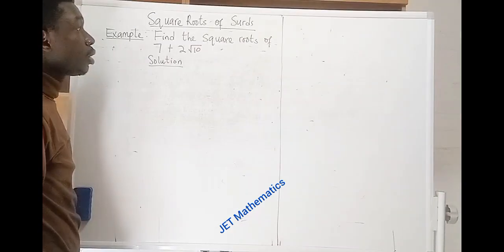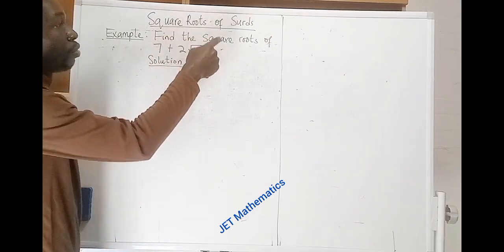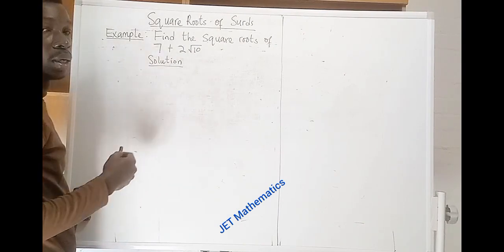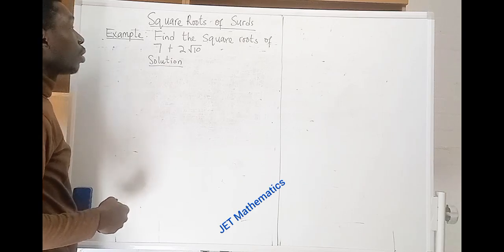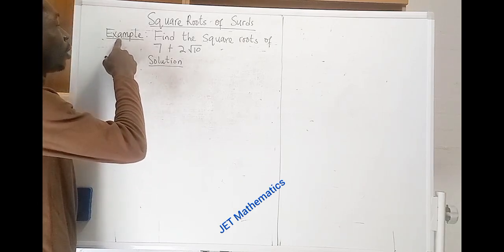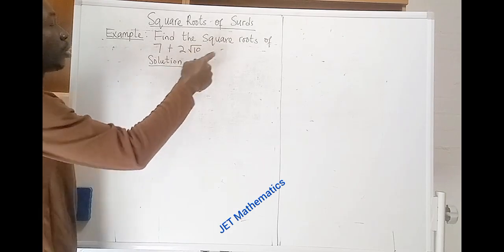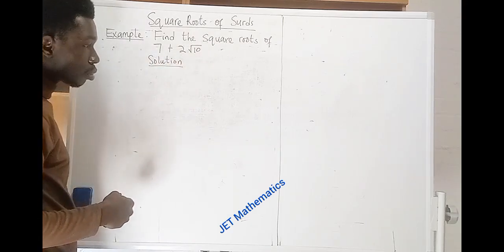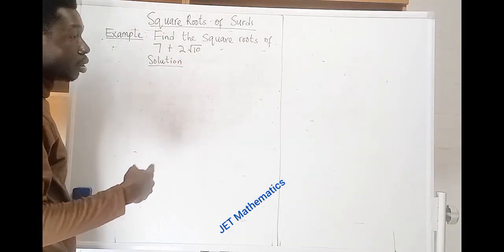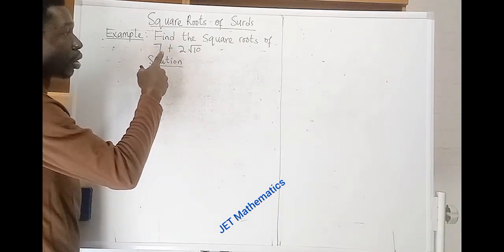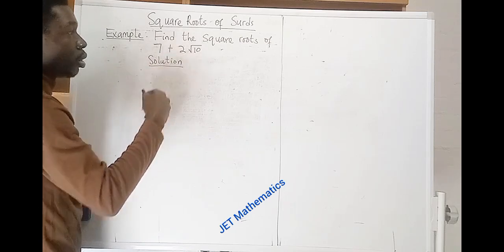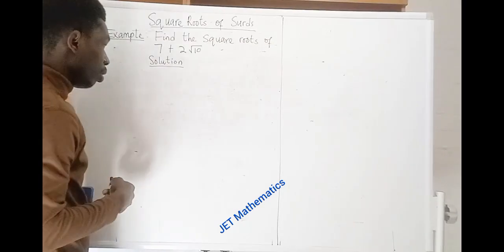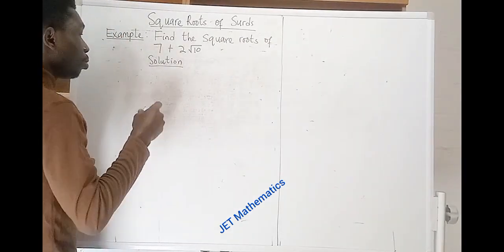Today we are looking at the square roots of surds. I'll quickly show you how you can get the square root of surds. Example: find the square roots of 7 plus 2 root 10. In our next video, I'll do another example that could be a little bit tricky. But let's start with this.